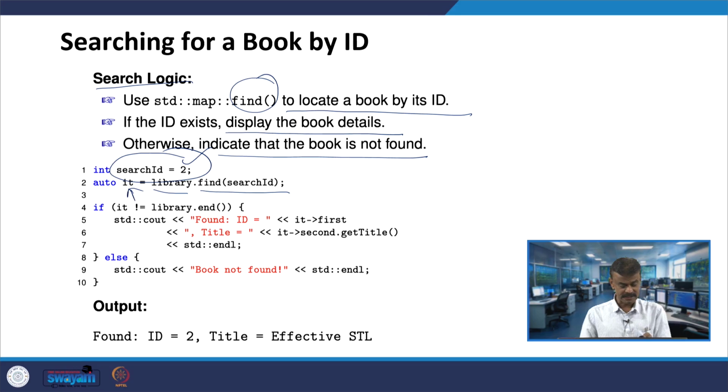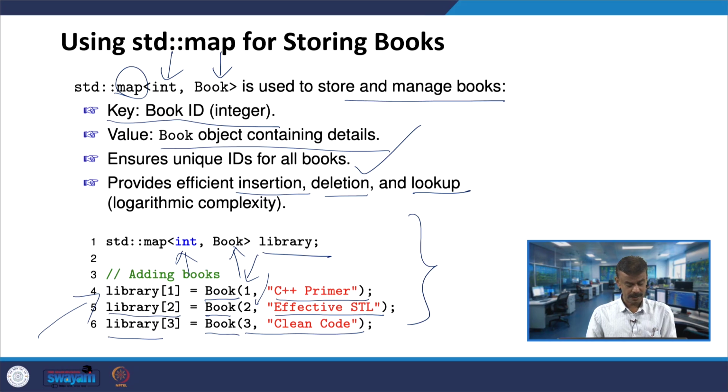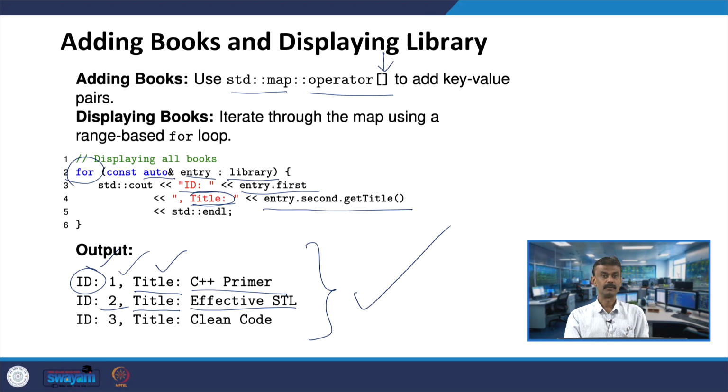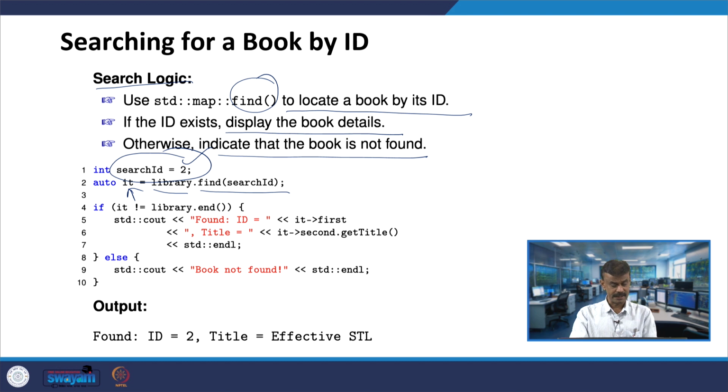Now, when I have this library, you can have library 1, library 2, library 3, that means library 1 is the begin and library 3 is the end. Again, you recall the begin and end concept that we had seen. So, if IT not equal to library end, it is returning. I have 1, 2, 3, and searchID is 2, so this location will be returned.